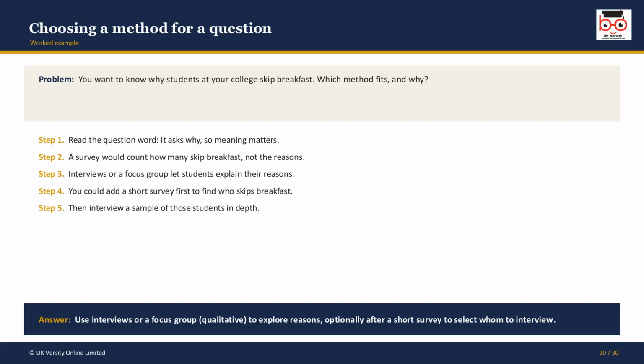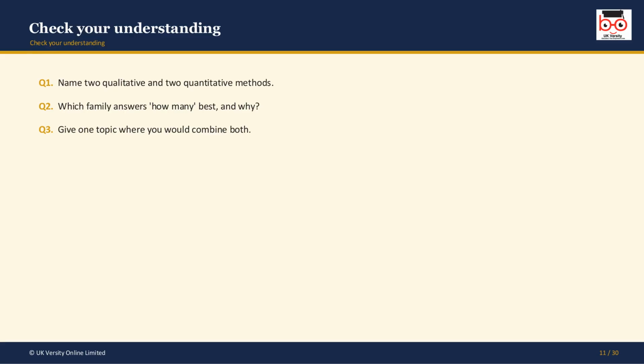Quick check before we push on. Can you name two qualitative and two quantitative methods? Which family answers how many best and why? And can you think of one topic where you genuinely want to combine both? Have a go before the next section.